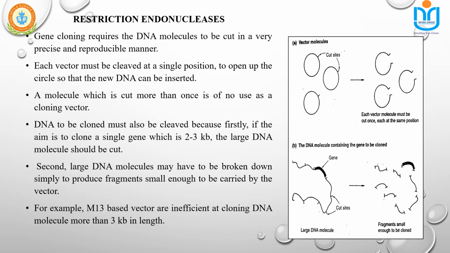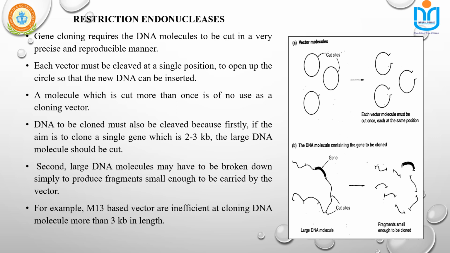Restriction endonucleases. Gene cloning requires the DNA molecules to be cut in a very precise and reproducible manner. Each vector must be cleaved at a single position to open up the circle so that the new DNA can be inserted. A molecule which is cut more than once is of no use as a cloning vector.